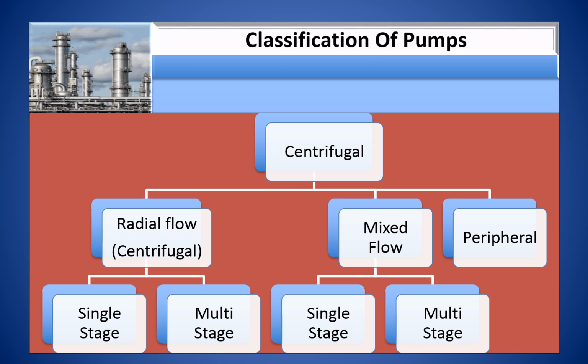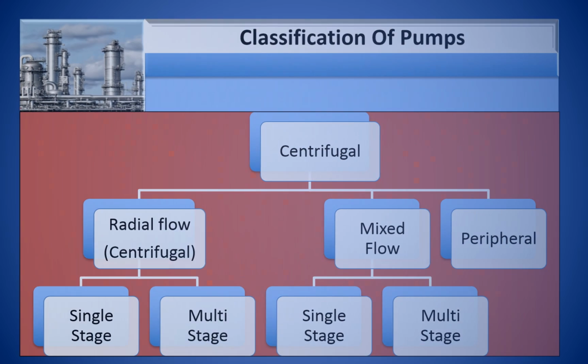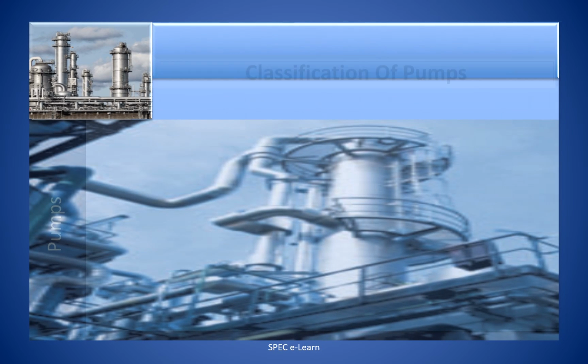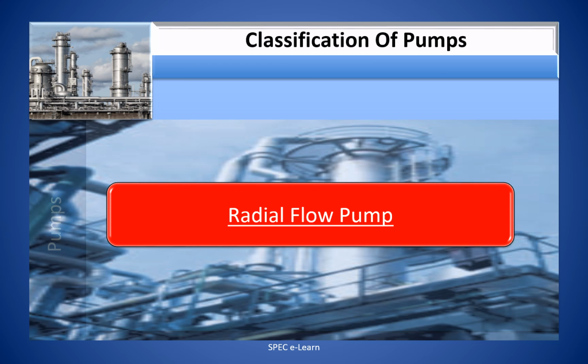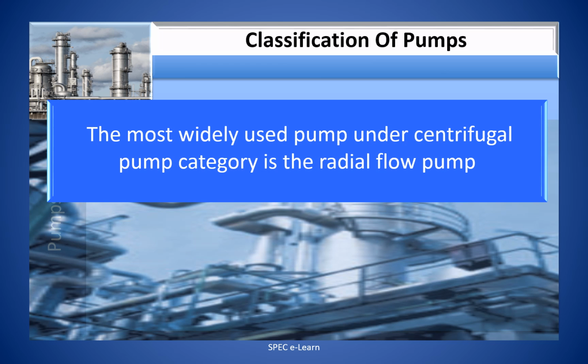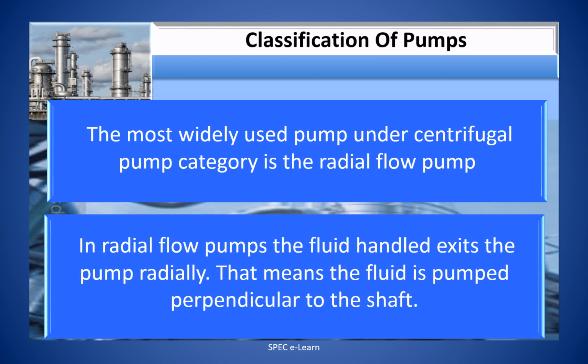Centrifugal pumps are subdivided into radial flow, mixed flow and peripheral flow pumps. Under the radial flow, we have single stage and multi-stage pumps. Under the mixed flow, we have single stage as well as multi-stage pumps. The most widely used pump under the centrifugal pump category is the radial flow pump. For chemical and process engineers, the knowledge of the radial pump is very important.